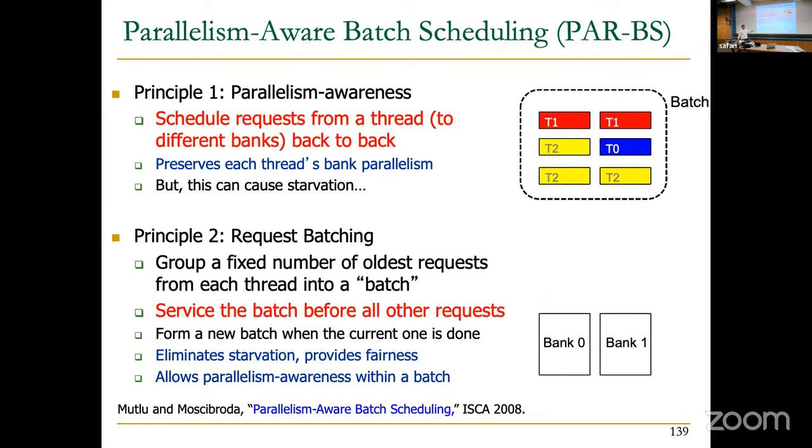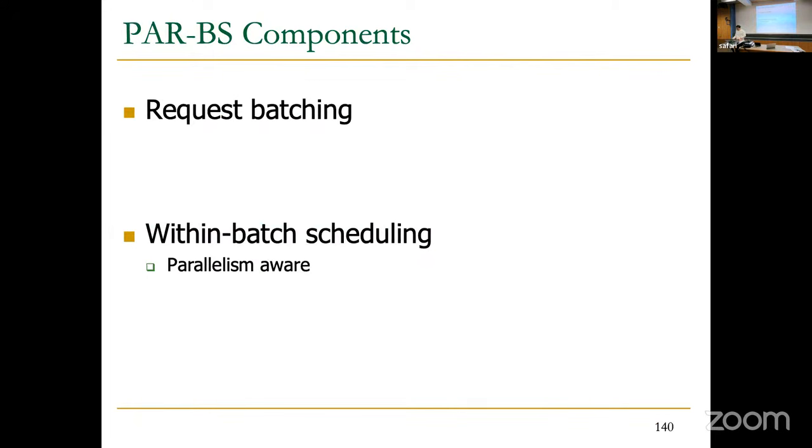Now, once we're done with this batch, we move on to the next batch. And we never prioritize requests that are not in the batch. So it has two components. The first one is request batching, and the second component is within-batch scheduling.